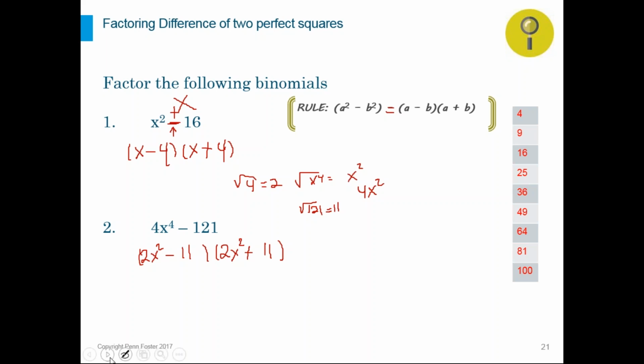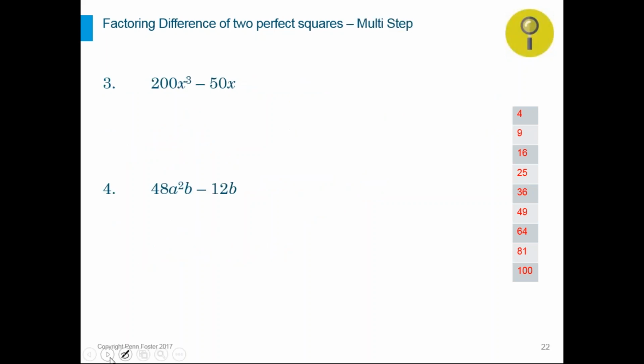Okay, let's move on to a different version of that rule. 200x cubed minus 50x. Well, it's not the difference of two squares because I have an x here. It's not x squared or fourth or the sixth. So it's not the difference of two squares. All I can do at this step is to factor out the greatest common factor and see what's going to happen after that.